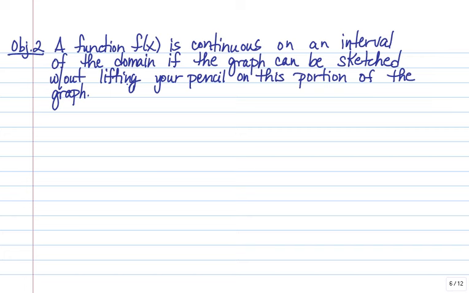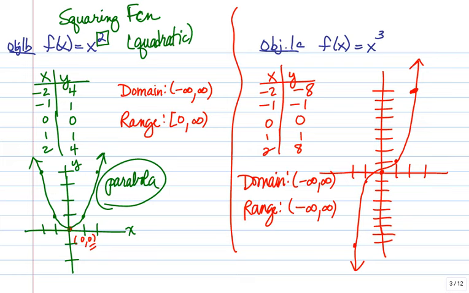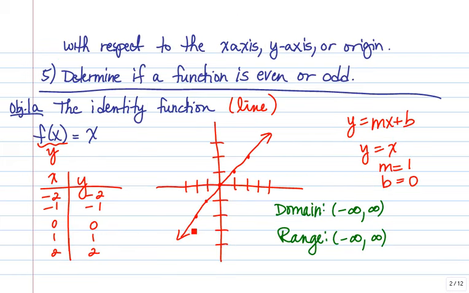A function f of x is continuous, so a new term here, on an interval of the domain if the graph can be sketched without lifting your pencil on this portion of the graph. Well, if you look at all of the ones we've done in those previous problems, I could put my pencil down and not lift it to draw a straight line, right? So that identity function is continuous.